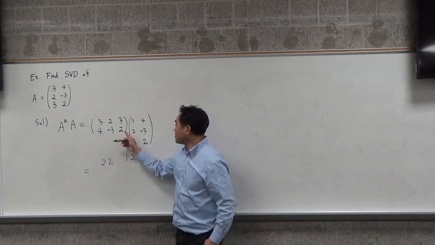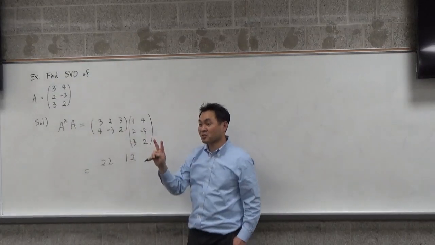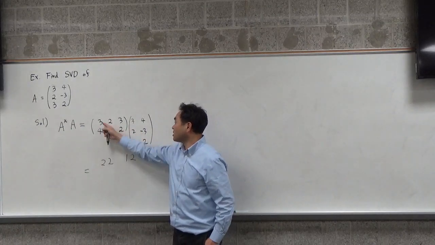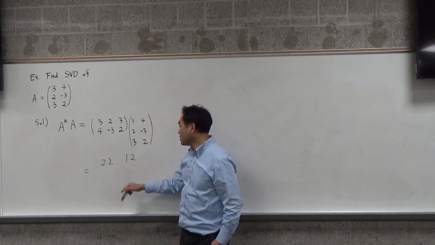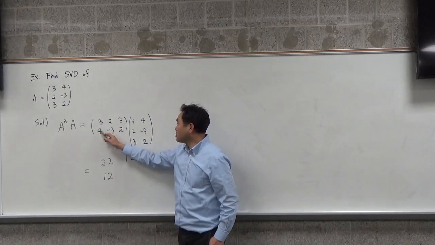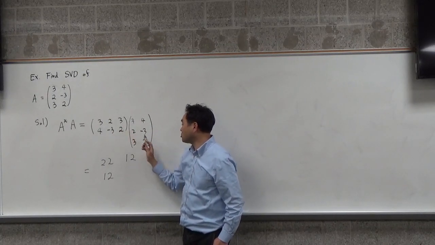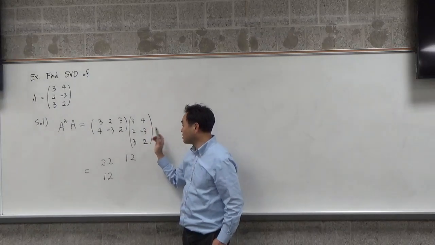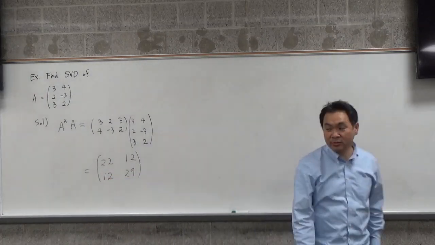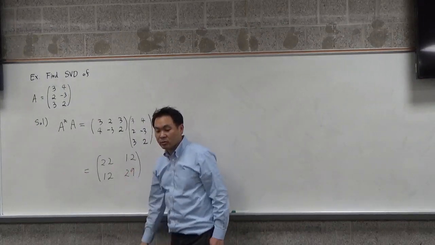And then again, this times this is the same calculation as before, right? A dot product is commutative, so whether you do the vector 4, negative 3, 2 times 3, 2, 3, it's the same as 3, 2, 3 times 4, negative 3, 2. So you're going to get 12 again. You can check that you get the same answer. And then finally, this times this, 4 times 4 is 16, negative 3 times negative 3 is positive 9, 2 times 2 is 4, 4 plus 16 is 20, plus 9, that's 29. Okay. So that is the matrix that you get. It's a symmetric matrix.